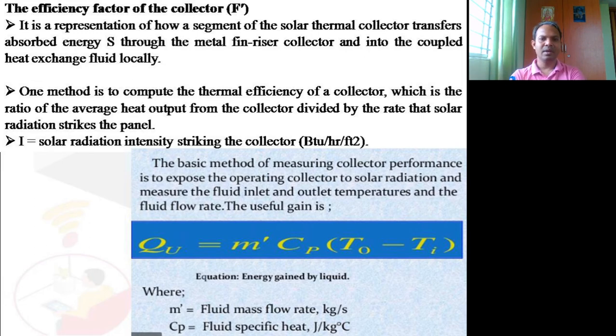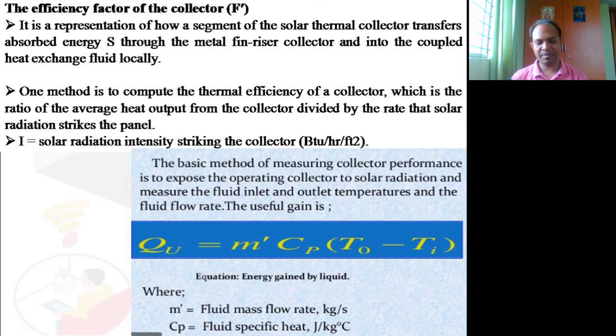The basic method of measuring the collector performance is to expose the operating collector to solar radiation and measure the fluid inlet and outlet temperatures and the fluid flow rate. The useful gain is given by Qu equals m dot, the mass flow rate in kg per second, times Cp, the fluid specific heat, in kilojoules or joules per kg degree centigrade, times To minus Ti, which is the outlet minus inlet temperature.